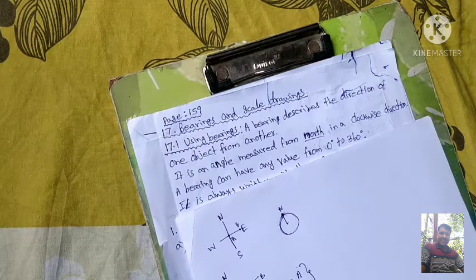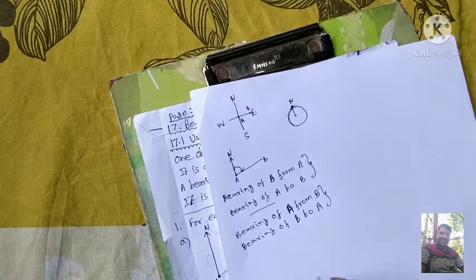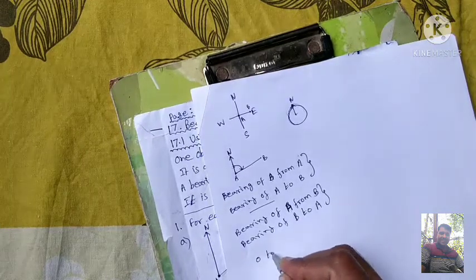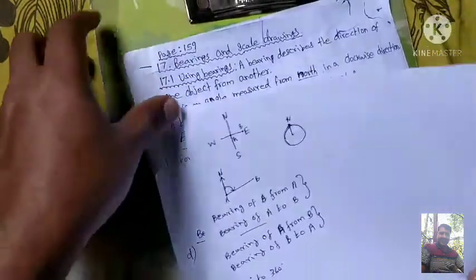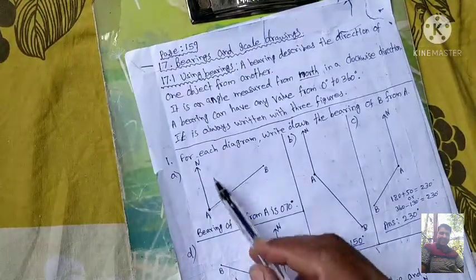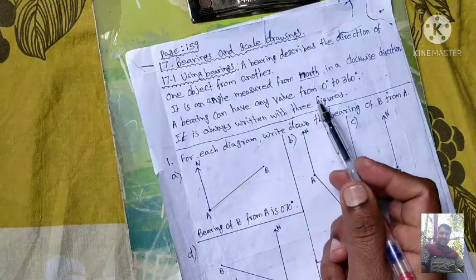So that is the third point you have to remember. It should be 0 to 360 degrees. This is the third point we have to remember. The fourth point, what it says, is that a bearing is always written with 3 figures.